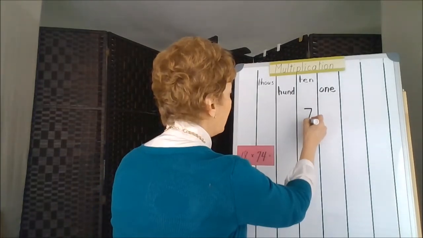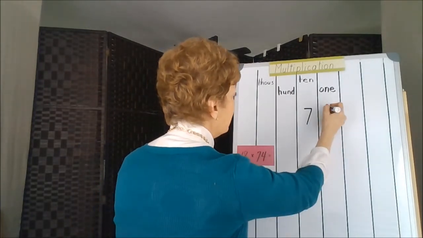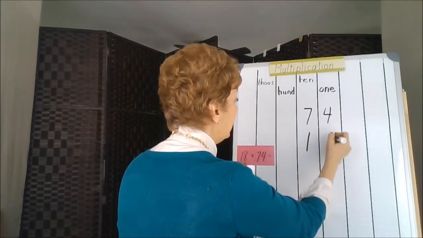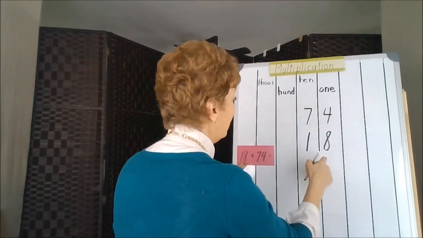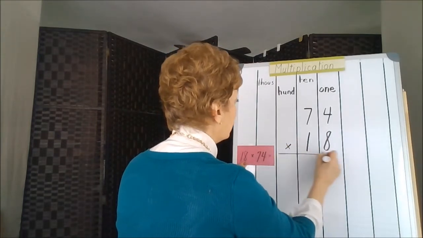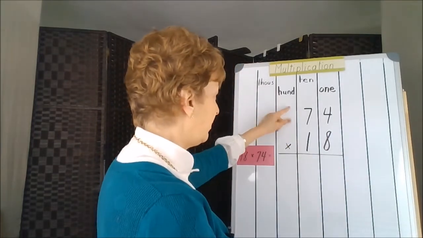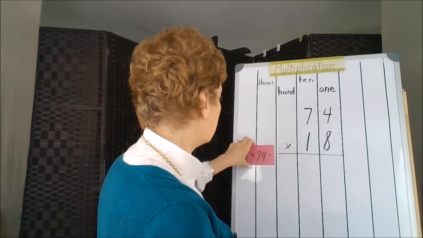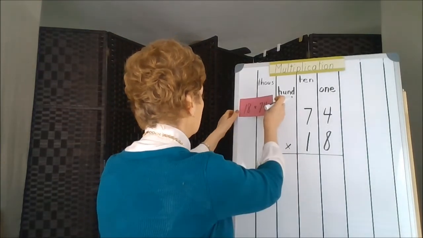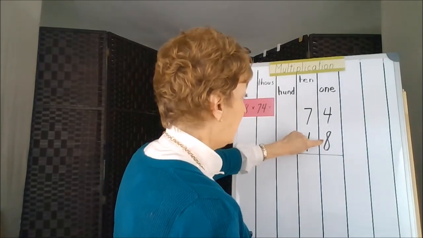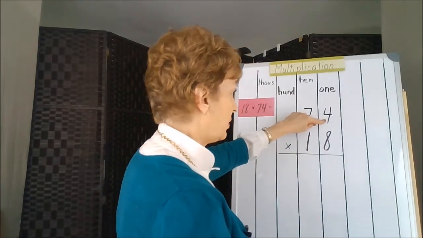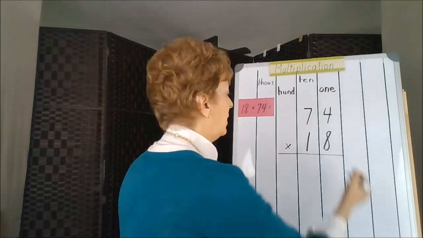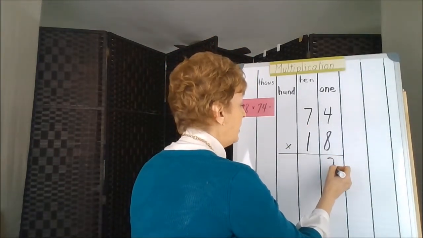Writing it down in our columns, we have 7 tens and 4 ones. That's really what that means. And 18, 1 ten and 8 ones. So our multiplication problem could be flipped via commutative property and then worked. 8 times the 4, we're in the ones column here. 8 times 4 is 32. We're going to put down the 2 in the ones column.